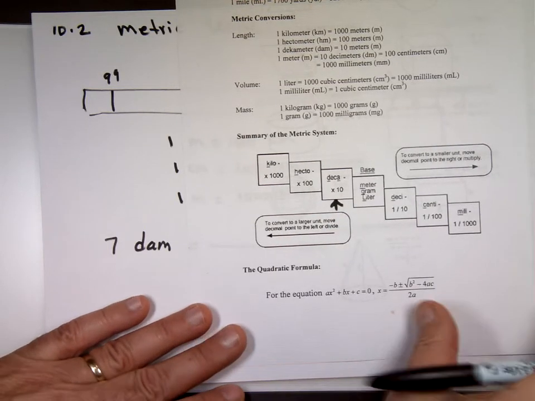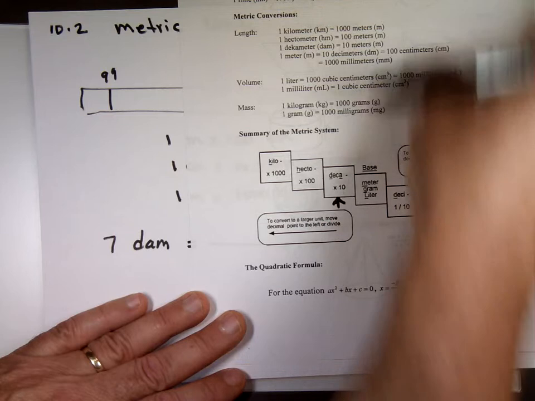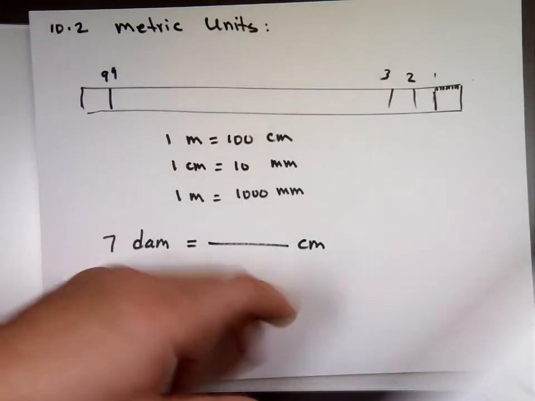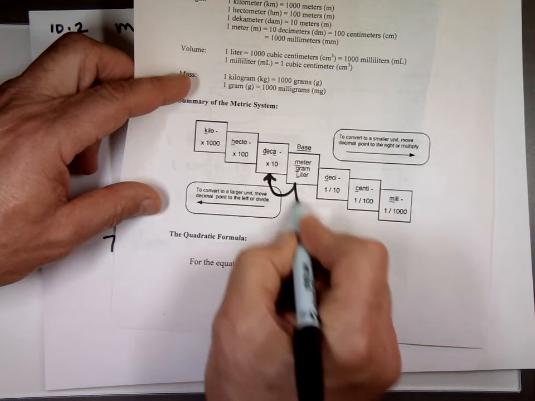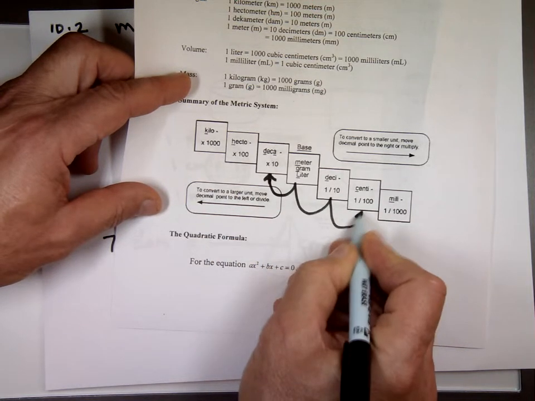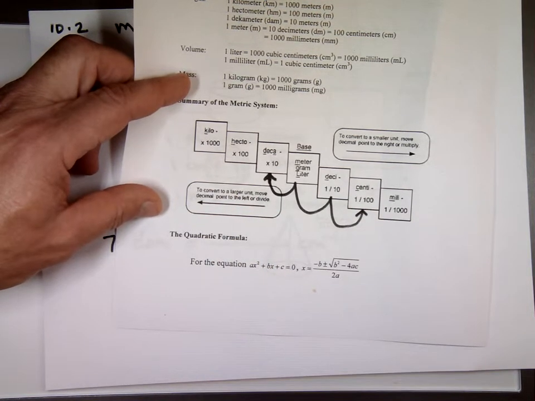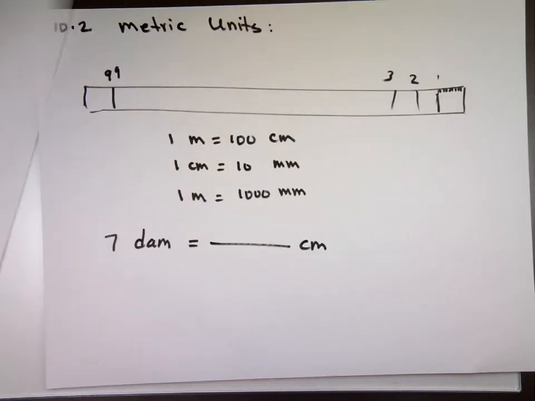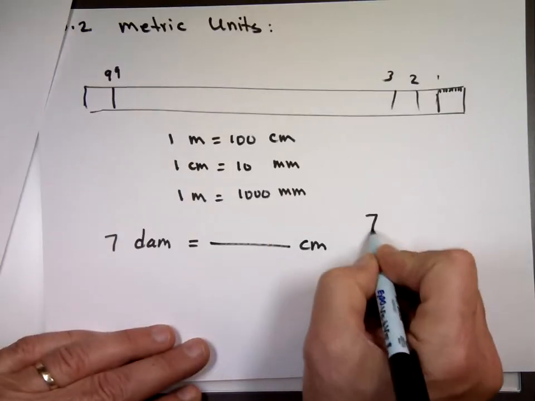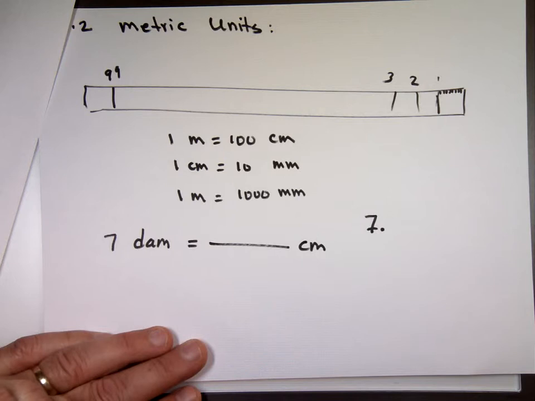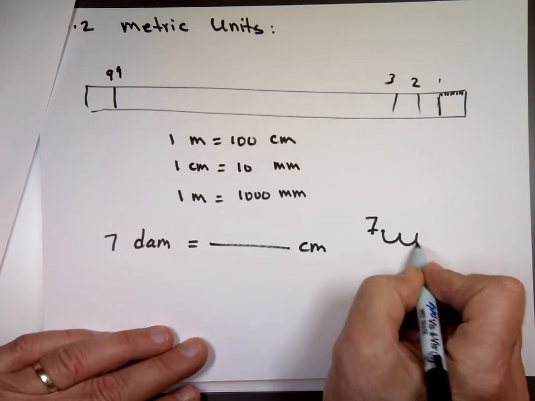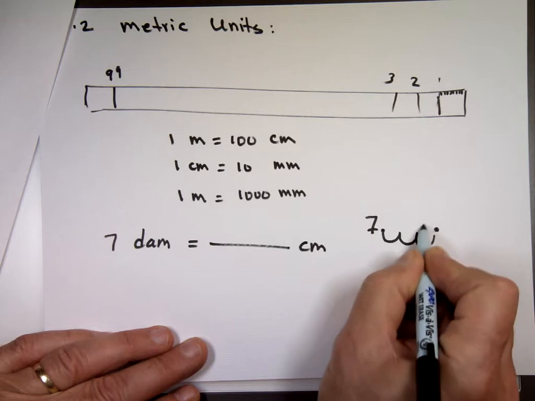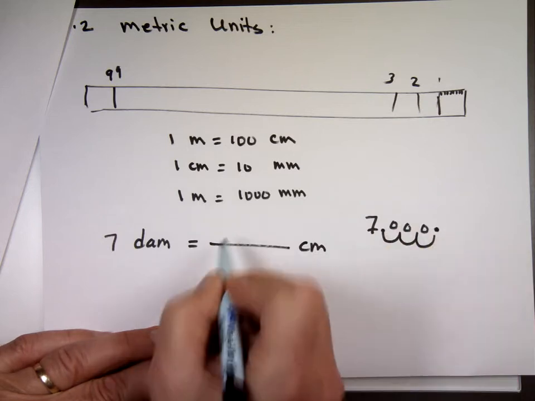And I need to go to where? This problem says go to centimeters. Where are the centimeters? Right here. So I need to go 1, 2, 3 places to the right. What does that mean? Take your decimal point, which is right now here, move it 3 places to the right. 1, 2, 3. So what's the answer? 7,000.